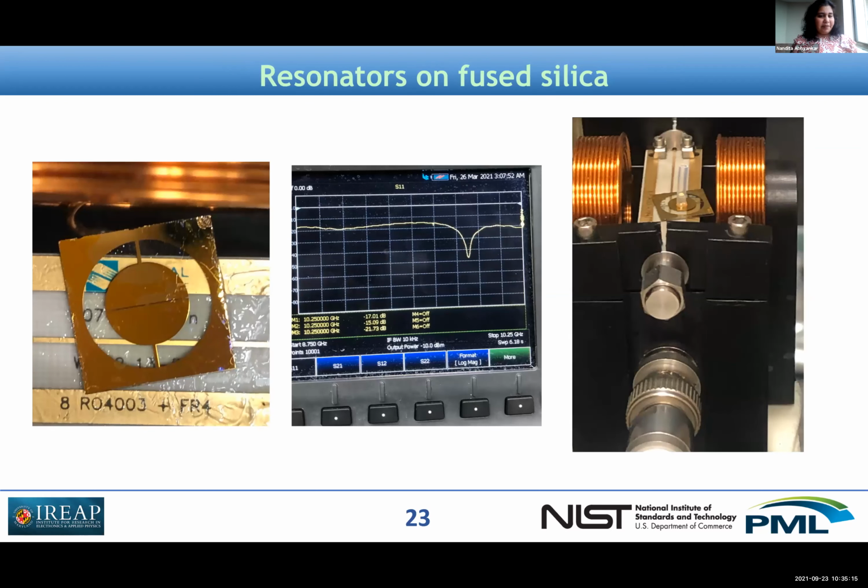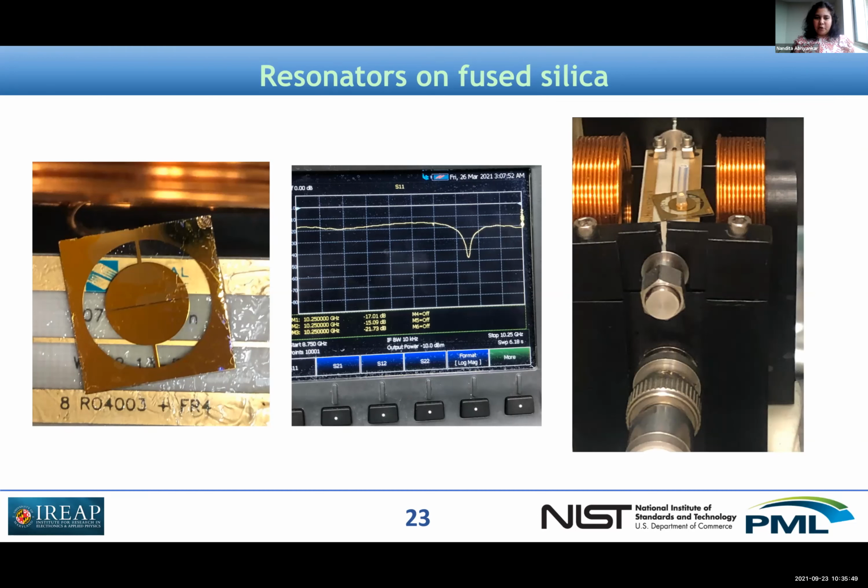But in the past few weeks, what we have done is we've made these resonators on fused silica. For example, a 2-inch LSAT substrate will cost around $500. This is a 4-inch fused silica substrate. It costs $60. So in terms of material requirements, the resonator becomes very cheap. It becomes pretty much disposable, so that you can make many resonators.